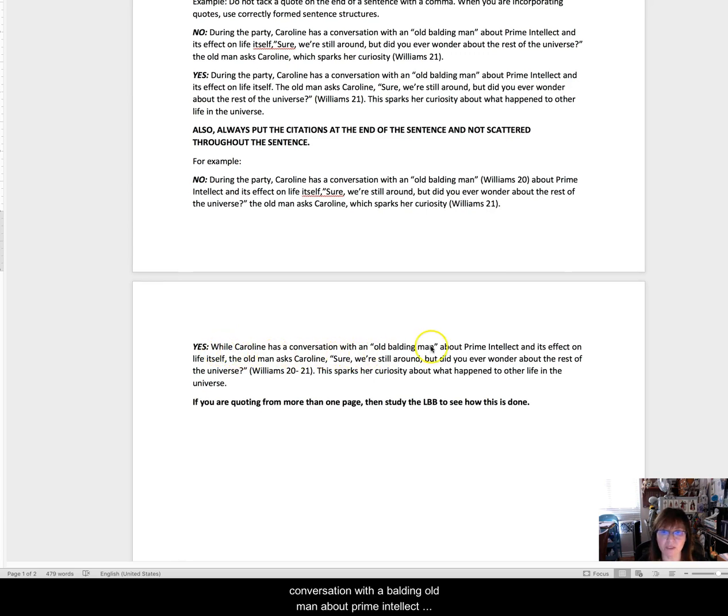While Caroline has a conversation with a balding old man about prime intellect and its effect on life itself, the old man asks Caroline, "Sure, we're still around, but did you ever wonder about the rest of the universe?" Notice this is a little different than the fixed one up there. The one here shows a different choice. So here you can see that it's pages 20 to 21. But there's only one citation at the end of the sentence, and even if this stopped in the middle of the sentence like it does here, then you would still only have one citation that says pages 20 to 21.